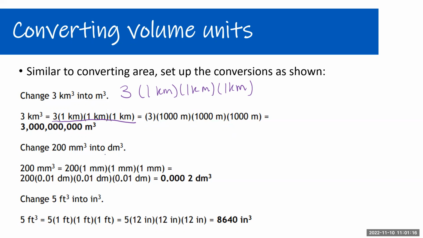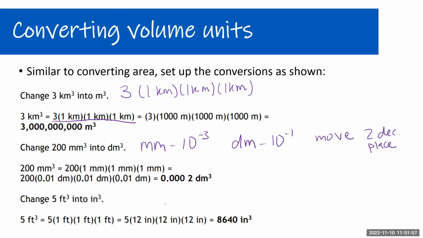What about 200 millimeters cubed into decimeters cubed? Well, remember that millimeter is 10 to the negative 3, and decimeter is 10 to the negative 1. So you're going to move that decimal place 2 because 3 to 1. Okay, and we're going to a bigger one, so we're going to move it left. So you're going to have 200 times 1 millimeter times 1 millimeter times 1 millimeter, and each of those becomes 0.01 decimeters. Working this out here, you're going to get 0.0002 decimeters cubed. Okay.